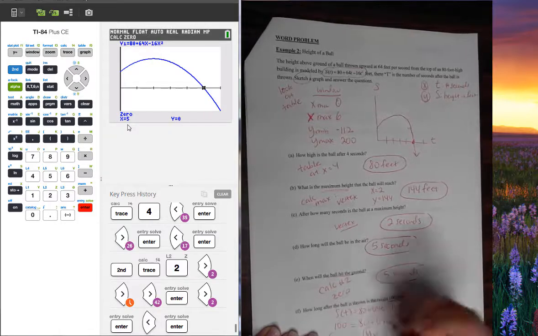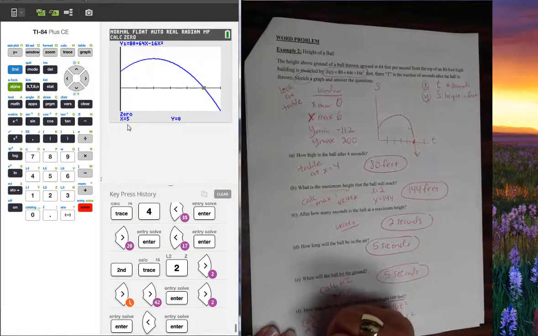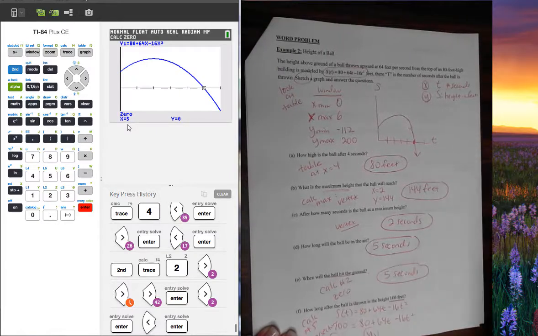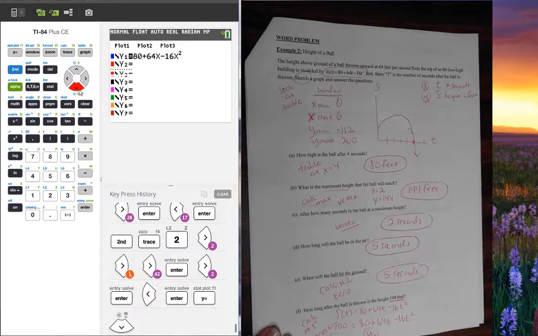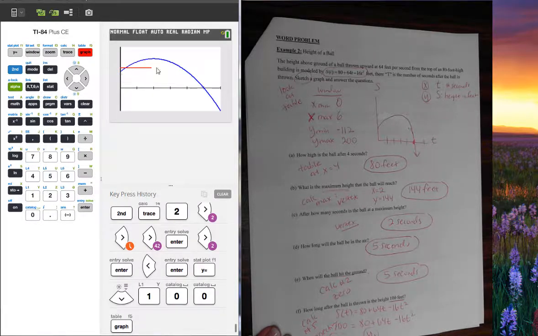I'm going to put this in y2, and I'm going to calculate number 5, the intersection. Okay, I want you to watch it draw this, the intersection. Press y equals, put your 100 down in y2, press graph, and you'll see a straight line being drawn. That represents 100. There's 100. So right there at that point, the ball reaches 100 feet. And then again, when the ball's falling, it reaches 100 feet.